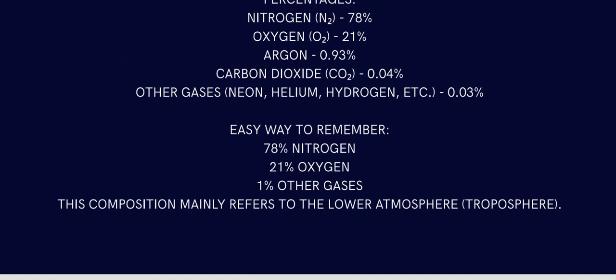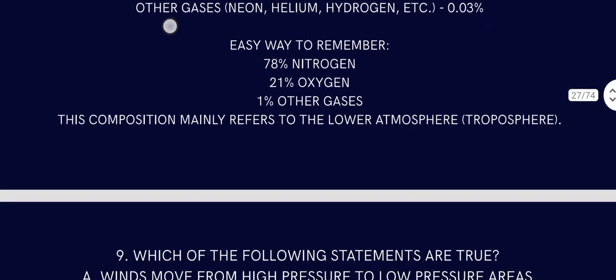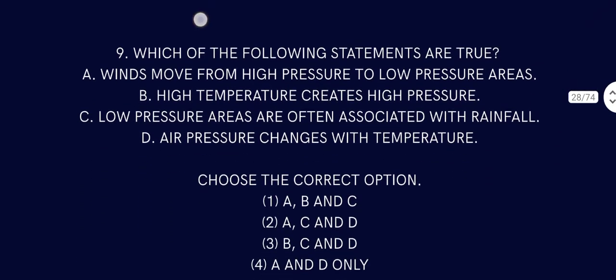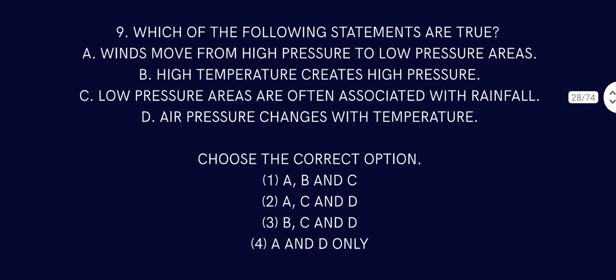This composition mainly refers to the lower atmosphere, that is the troposphere. The troposphere is where the biosphere starts. Troposphere is the lowest layer, because above it you get the stratosphere, the mesosphere, and those are different things.